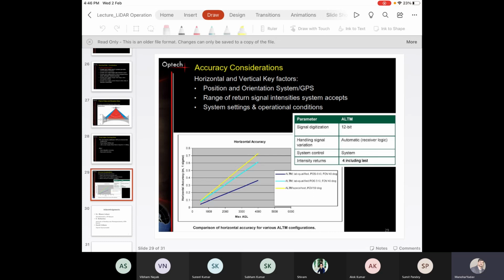Now finally, the accuracy consideration. Just see that if you are increasing the above ground level flying height, at the same time horizontal accuracy is decreasing. Horizontal accuracy is decreasing when you are increasing the flying height. An experiment was performed and the variation is plotted over here.